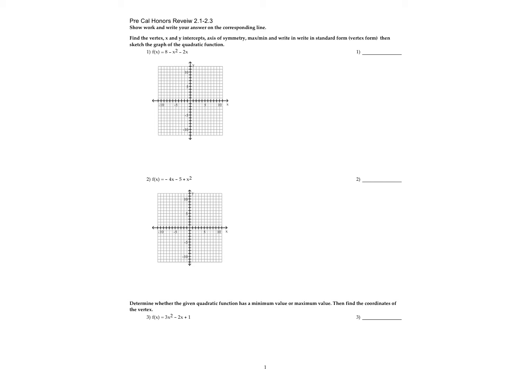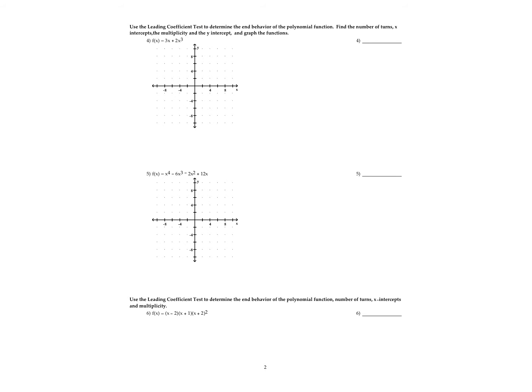All right, so Canvas says 2.1 through 2.4, but it's actually just 2.1 through 2.3. So it's everything that the quiz was on and 2.3, which is the long division and synthetic division stuff. So let's take a look at number 5.